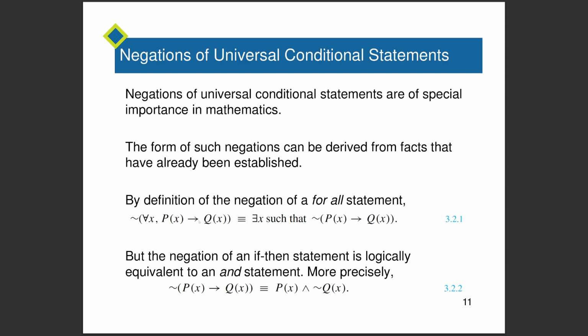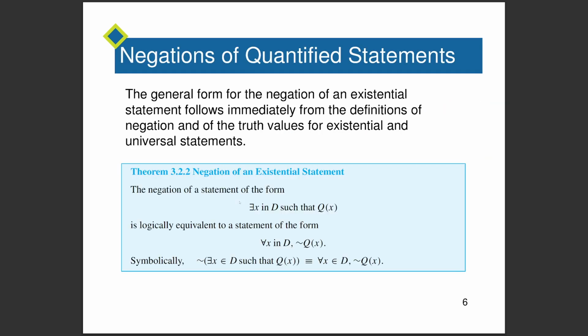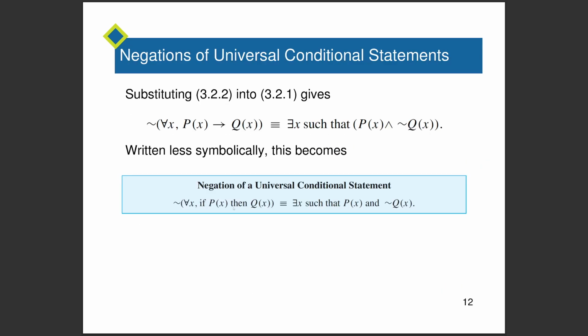P implies Q. So now we have these statements for conditional statements, negation of universal conditional statements, are of the form for all x, if p, then q, which is different from the last one where we had for all x inside D, not q. So now we have p implies q, right? Or if p, then q, right?